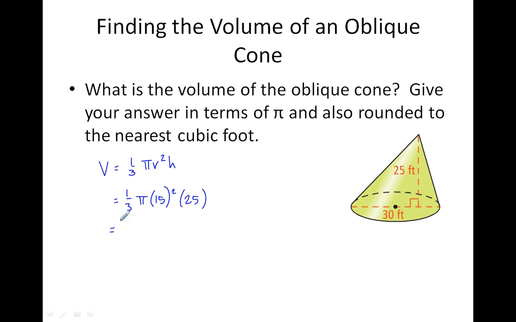Now when I multiply all this out, 15 times 15 times 25 divided by 3, I get 1875 times pi cubic feet. This is exact in terms of pi, and now if we round it to the nearest cubic foot, so 1875 times pi, we get 5,890 cubic feet. Okay.